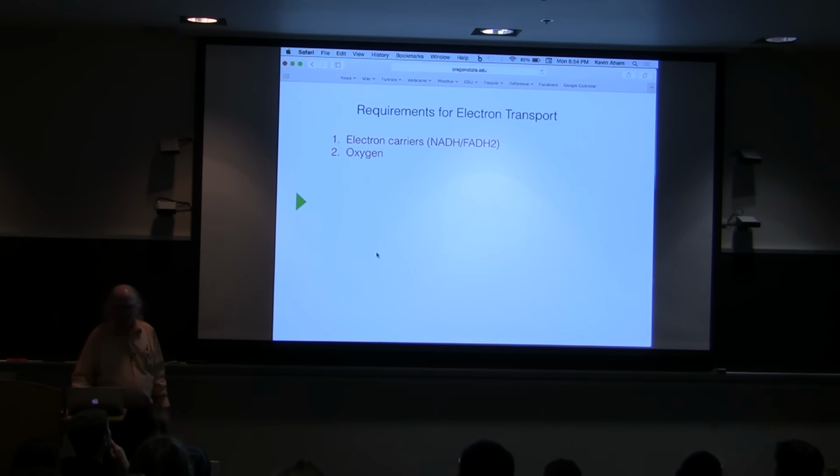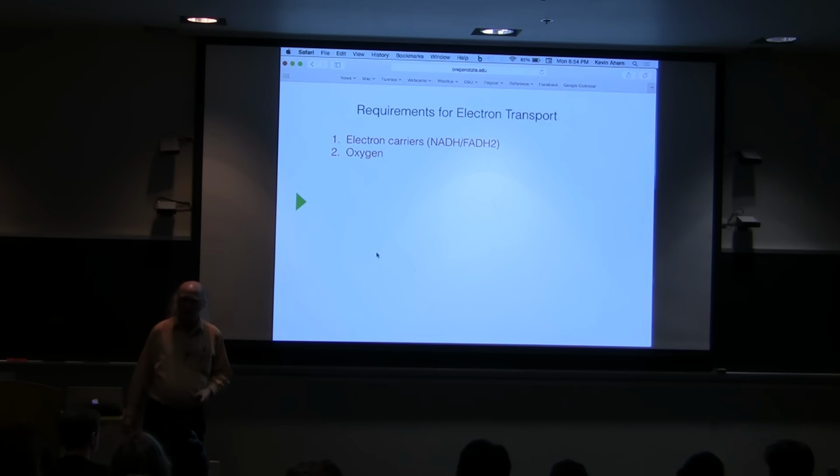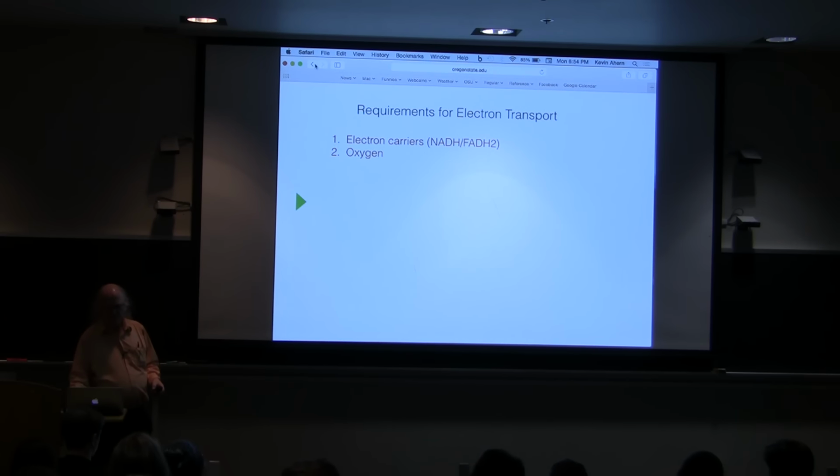Okay, so the requirements for electron transport, you have to have electron carriers that are reduced, these 2 guys here, and you have to have oxygen. If you're missing either one of those, you got trouble.